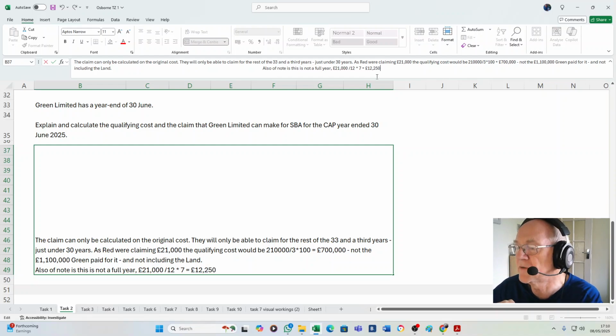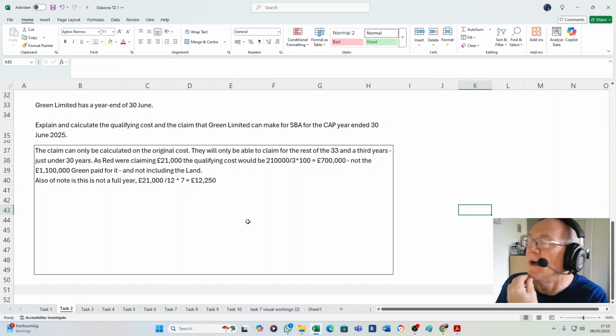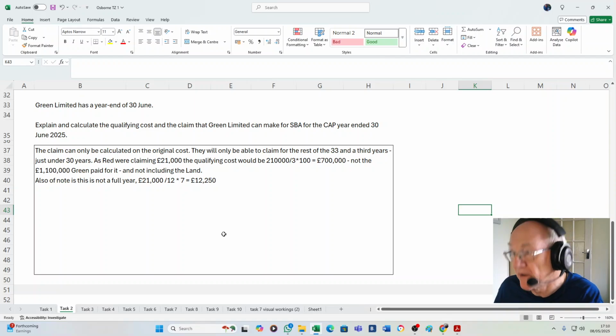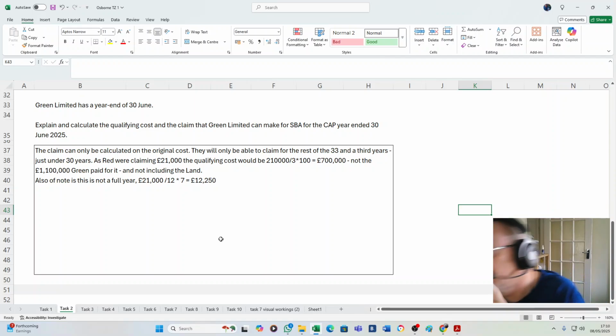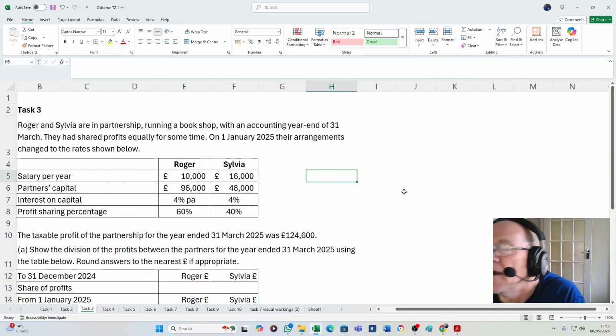So it's just about knowing the rules and showing the examiner, whoever's marking it, that you know the rules. That you know it's only the original cost, that you know it's the remainder of the 33 and a third years, and that once it's been claimed by somebody, you have to carry on claiming at the same rate, not the 1.1 million. Also showing the fact that you know the land isn't included, and also noting in the scenario, the examiner does mention students missing things like information in the scenario. This is only 7 months. Done. Right, that's 3. Onwards.